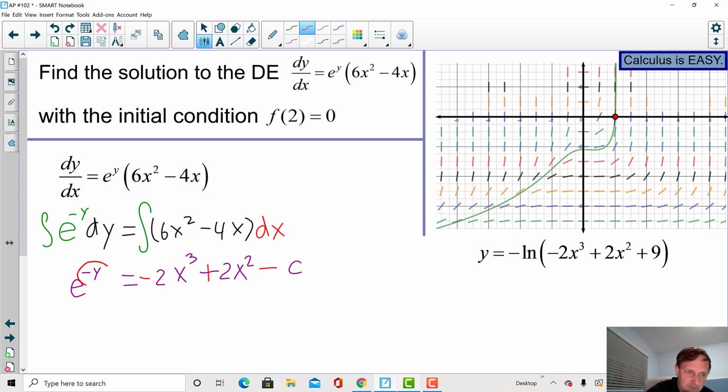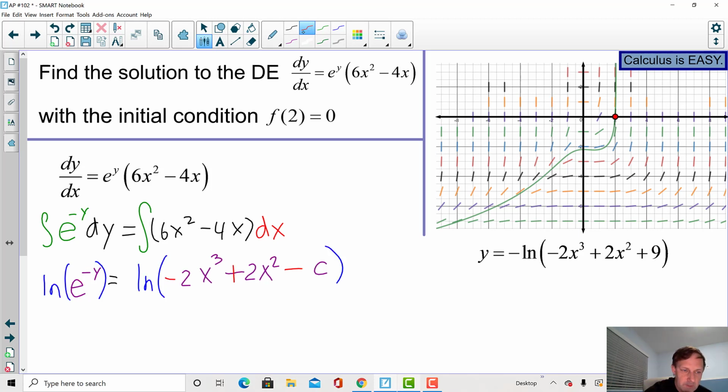Now my y is stuck as a power, so I'm going to need to do ln of both sides so that I can bring that power down. On the left side, we have ln of e, which is going to cancel. You're just going to be left with -y. We still need to get rid of the negative, so I'm going to multiply both sides by -1. And now we're basically done, other than trying to solve for the plus c.